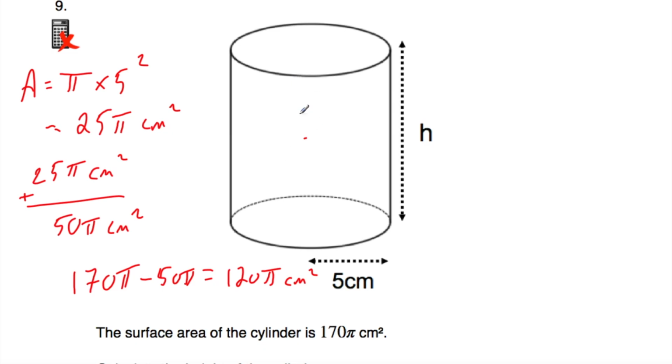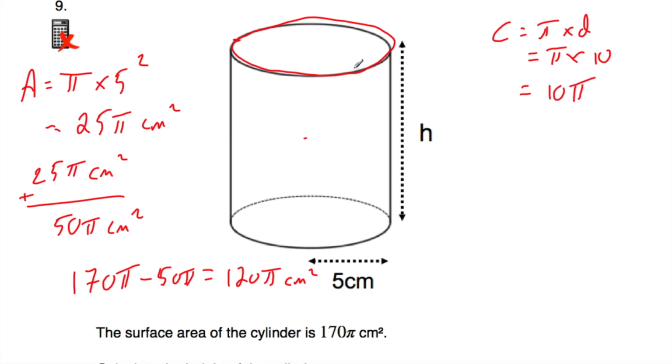So to find the area of this curved face, what we normally would do is get the circumference of the circle, and then we times it by h. So the circumference of the circle is pi times diameter. So that's going to be pi times the diameter of the circle, which is 10, because if the radius is 5, the diameter is 10. So that means the circumference of the circle is 10 pi.